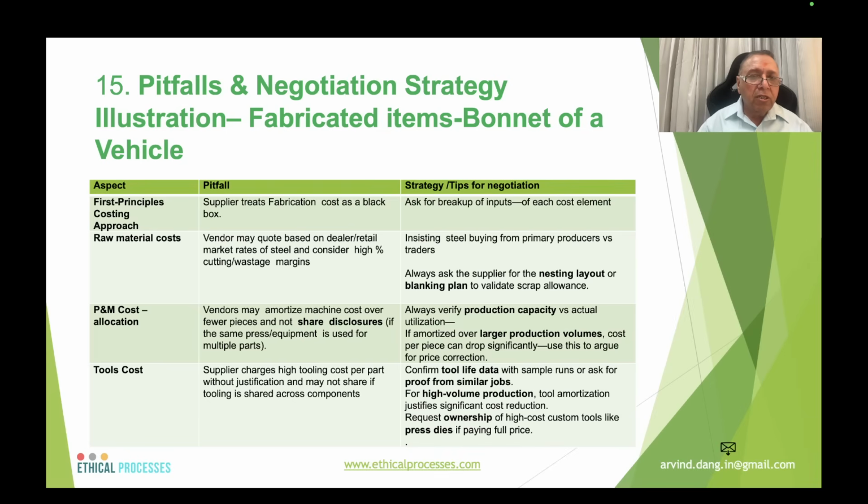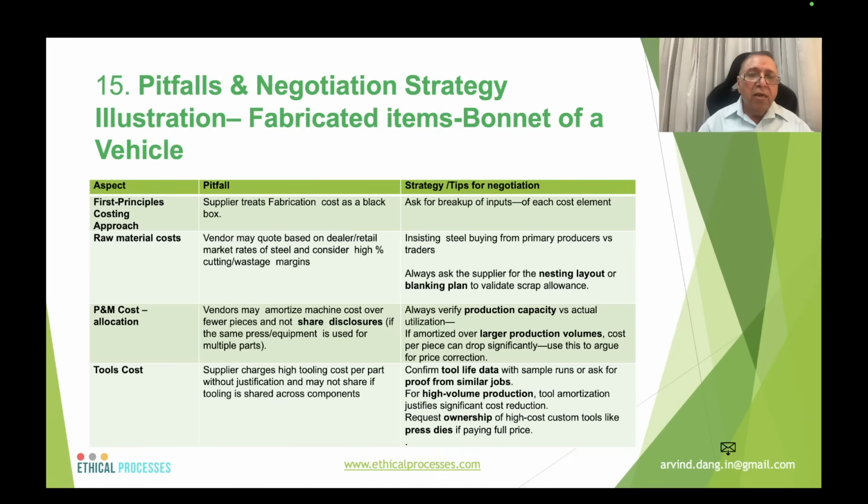Plant and machinery cost. Vendors may amortize the machine cost over fewer pieces and not share disclosures if the same press and equipment is used for multiple parts. The strategy or the tip is to always verify production capacity versus actual utilization, and if you amortize over larger production volumes, cost per piece may drop significantly.